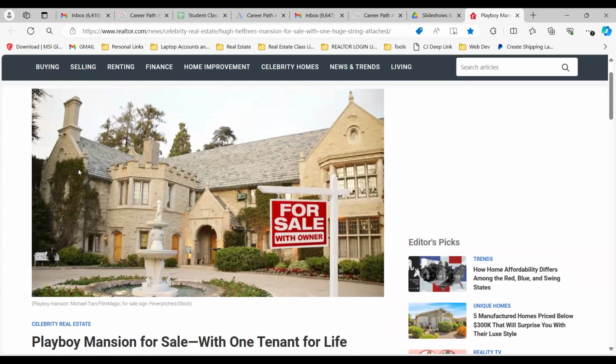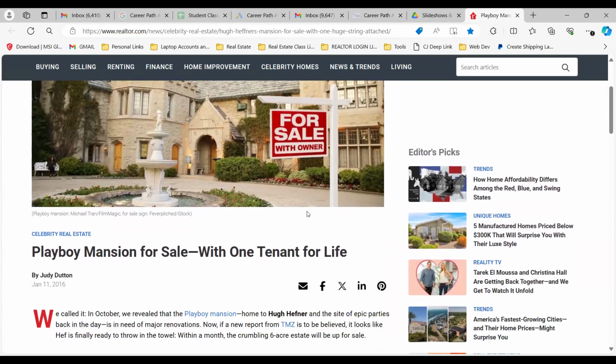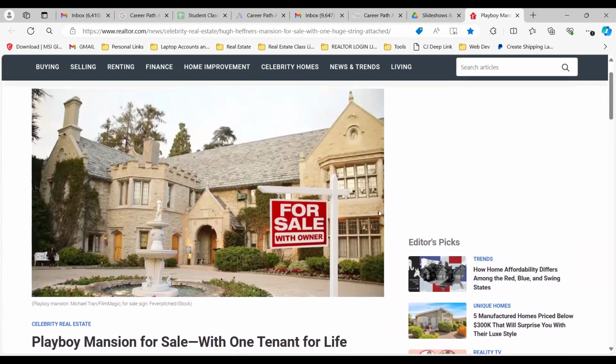this mansion, this Playboy mansion there in Beverly Hills for the majority of his life, and when he sold, he actually sold. He's dead now, but he sold that Playboy mansion before he died. But he put a stipulation in the sale that whoever bought the house, look at this sign. What does it say? Read it carefully. For sale with owner, not by owner.